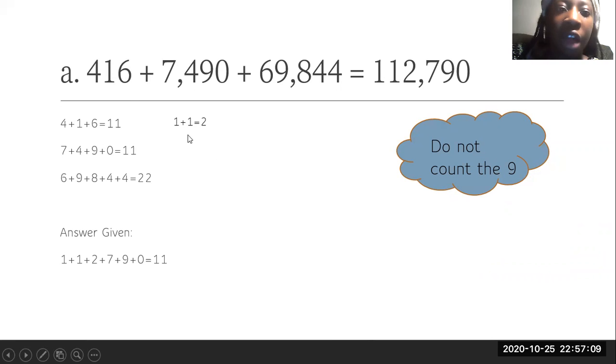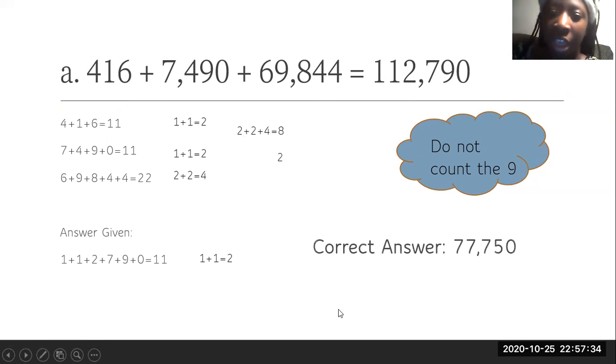So then you'll add these digits, which is 11, so you'll have 2. Again, you'll have 2. And then you'll have 4, because 2 plus 2 is 4. And then again, you'll have 2. So then you'll add all of these, and you'll get 8. And of course, we have a 2, so 8 does not match 2, which means we'll have to solve the problem ourselves and get our correct answer, which is 7,750.